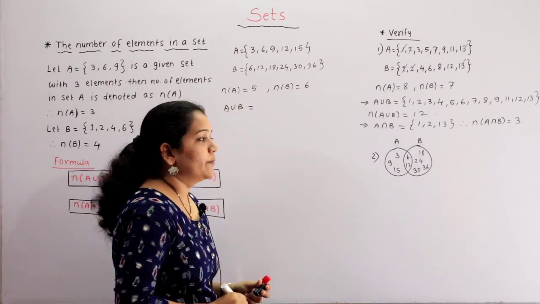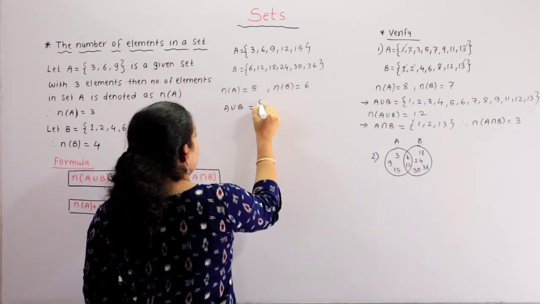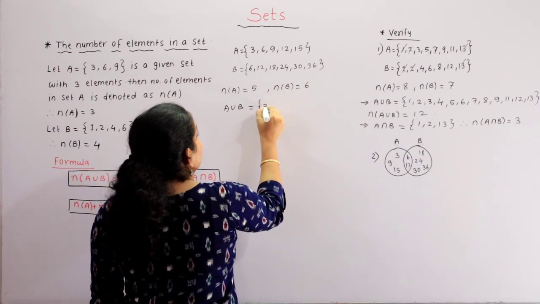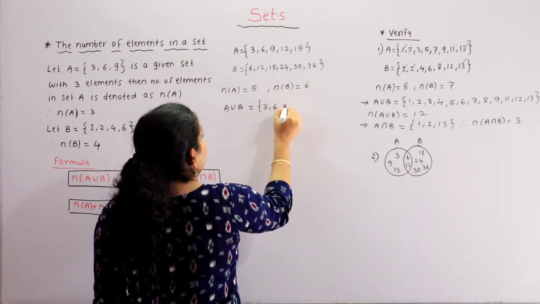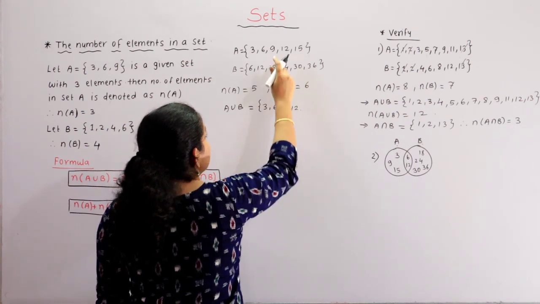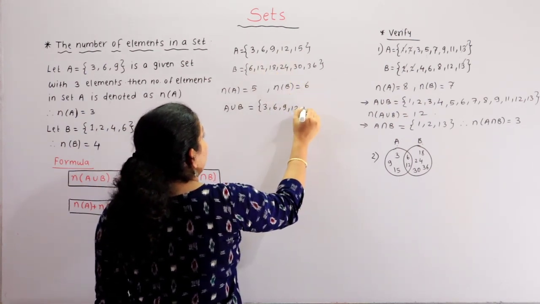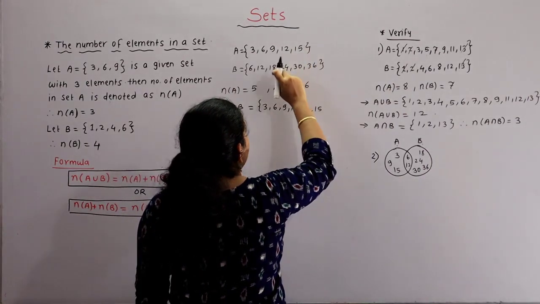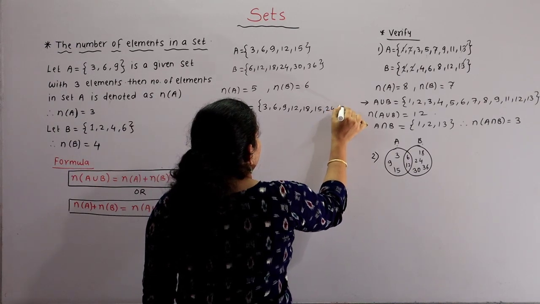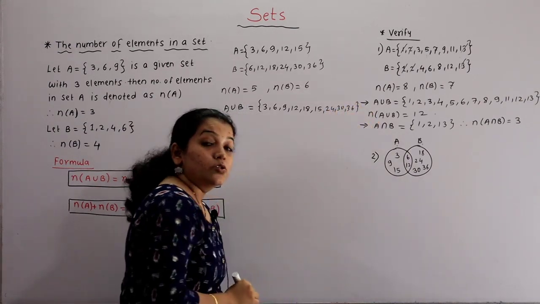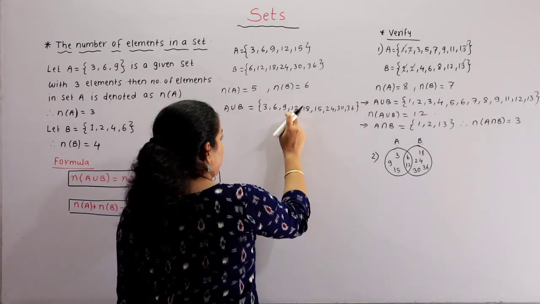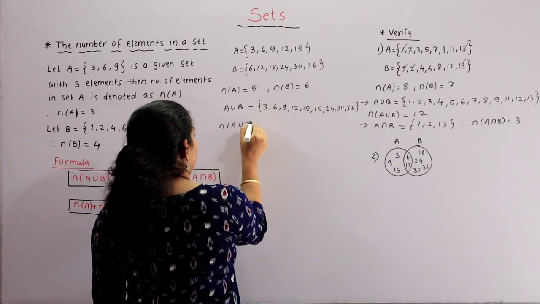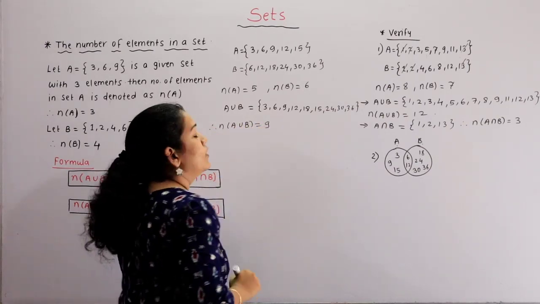Now n of A union B. For n of A union B, first you have to write A union B. A union B क्या है? 3, 6, 9, 12. 12 is common, so write it once, then 15, 18, 24, 30, 36. So how many elements are there? 1, 2, 3, 4, 5, 6, 7, 8, 9. So therefore n of A union B is equal to 9.